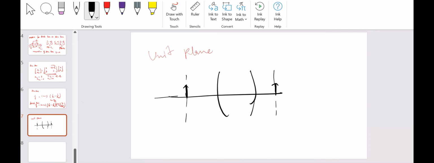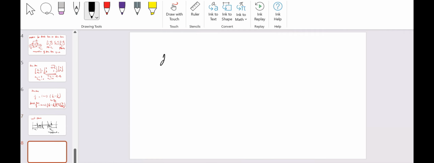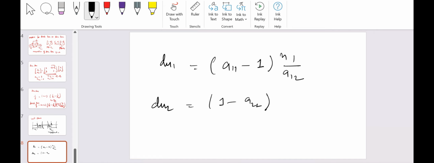And for this, assume there is an object plane at minus DU1, and an image plane at plus DU2. So basically magnification is unity. The professor has described the mathematics very well. So now we need to find the position of DU1, which is basically A11 minus 1 by N1 A12, and DU2, which is basically 1 minus A22 by N1 A12. How this comes has been discussed in the class.